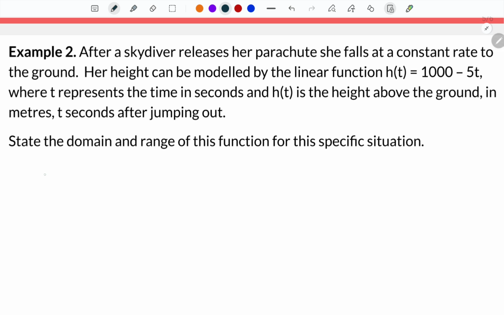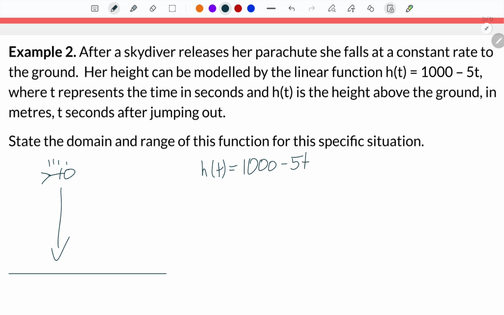So let me draw a skydiver. This is the person, they're skydiving, they're falling down. And the ground is somewhere down here. And eventually they get their parachute and they're going to fall down all the way to the ground. Okay. And her height can be modeled by the function h of t is equal to 1,000 minus 5t. That's a linear function, it's a line.